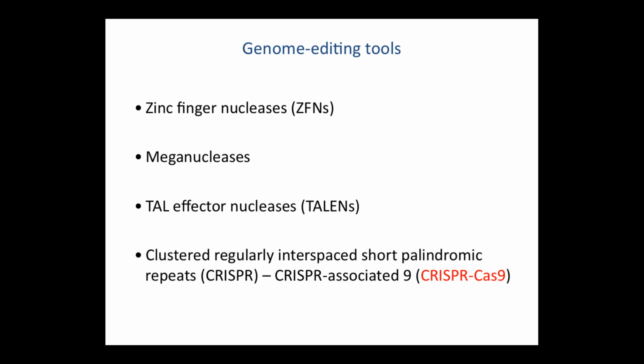Over the past decade, a number of different genome editing tools have emerged into widespread use, including zinc finger nucleases, meganucleases, and TALENs. Each of the tools has its advantages and disadvantages. The most recent advance is the CRISPR-Cas9 system, which has created significant excitement in the biomedical community because of its efficacy and its ease of use.